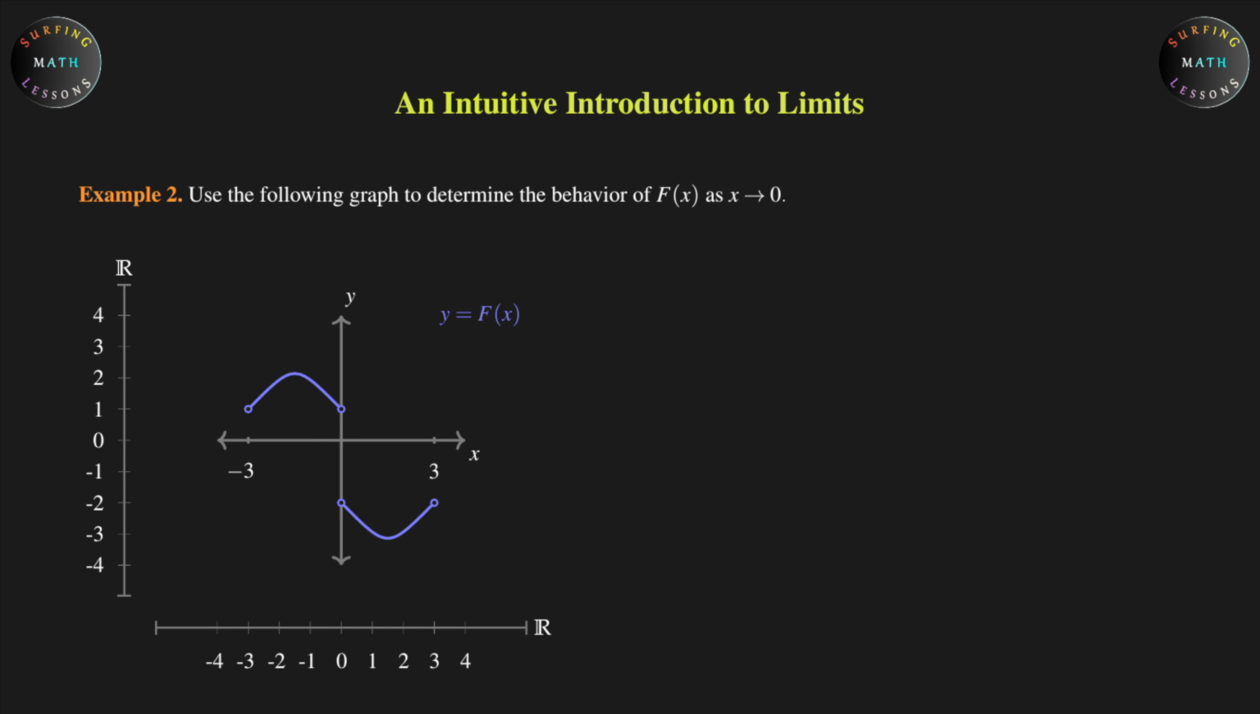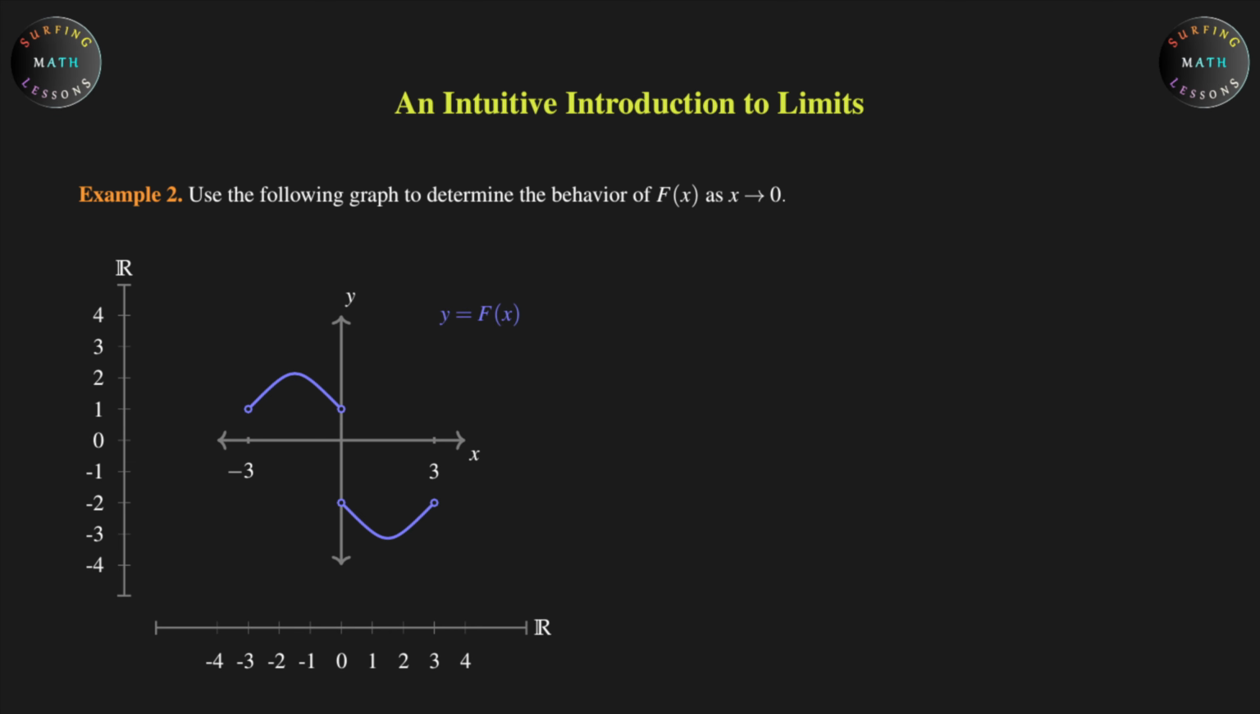Second example. Use the following graph to determine the behavior of the function as x approaches 0. We start the example by quickly finding the domain of the function. In this case, the domain of f of x is the disjoint union of the open intervals -3, 0 and the open interval 0 to 3. We now proceed to do the analysis by using side approximations.